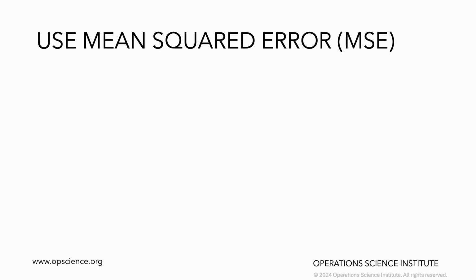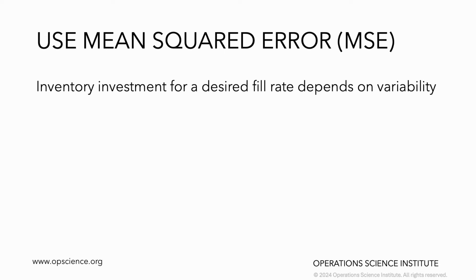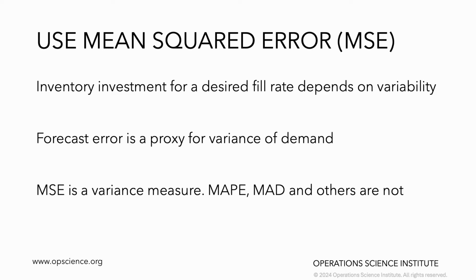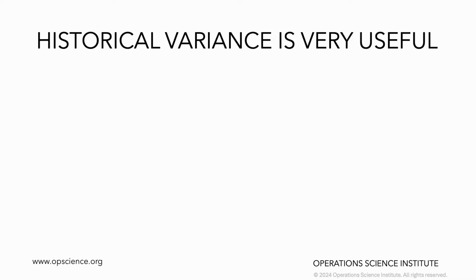Mean squared error should be used as the forecast accuracy measure. The reason is because on-hand inventory levels and fill rates depend on performance envelope variability. Remember the performance envelope discussion from last week's video? I hope so. Mean squared error is a variance measure, so it works as a proxy for demand variance, while MAPE, MAD, and other forecast accuracy measures are not demand variance proxies, so are unsuitable for inventory calculations.